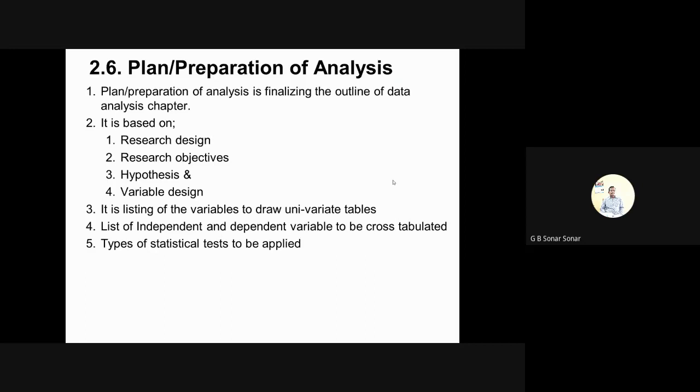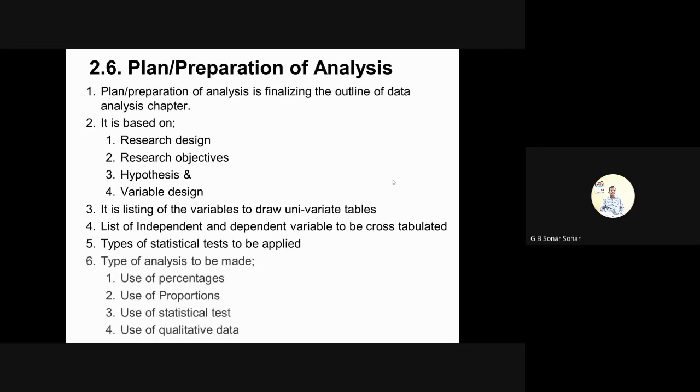So, which tables to draw as univariate tables, which to draw as diagrams, which to draw as graphs, and which variables to be drawn as univariate and cross tables. This plan of action should be done before going to the analysis. The type of analysis to be made is done in different forms. One is using percentages, very common, but not the better option of analyzing the data.